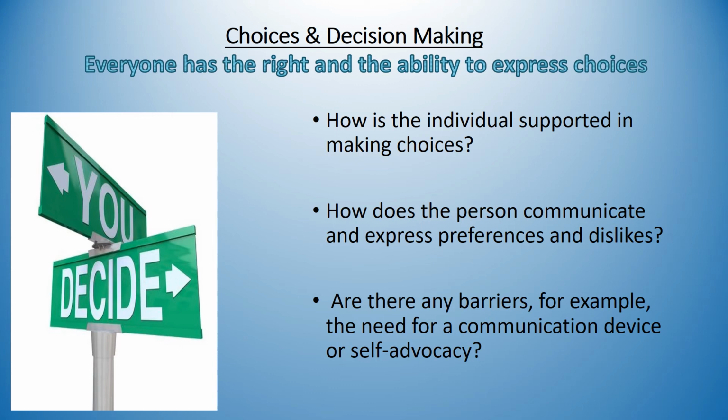The next part of the monitoring tool covers choice and decision making. Everyone has the right to make choices, regardless of guardianship, communication barriers, or other impediments. Ask about opportunities for the person to make choices and how the individual communicates preferences and desires. If the individual is nonverbal, indicate how they communicate preferences and participate in decision making. Note if there are any barriers, for example, the need for a communication device, and how they are being addressed.